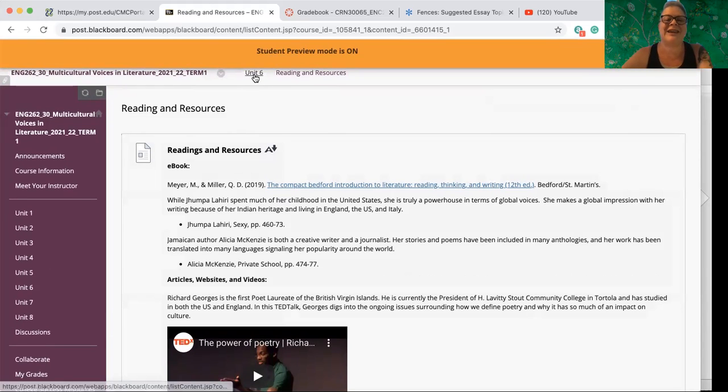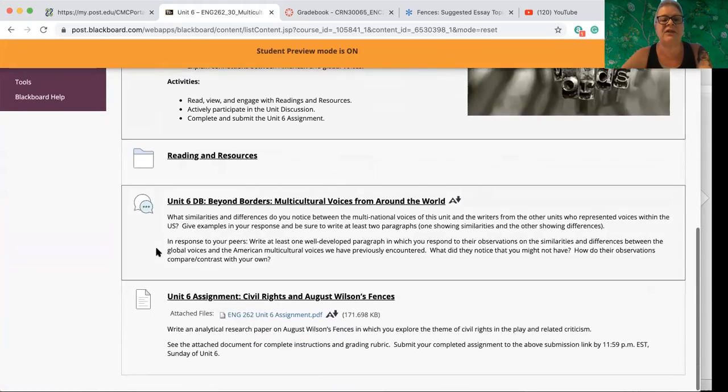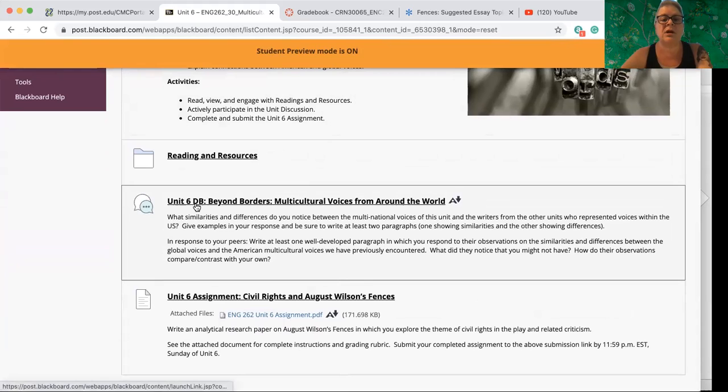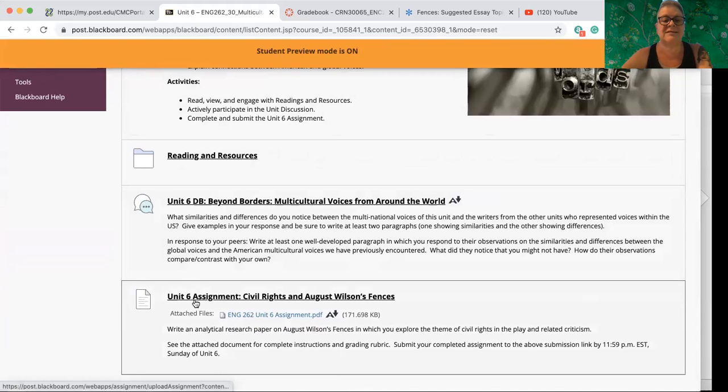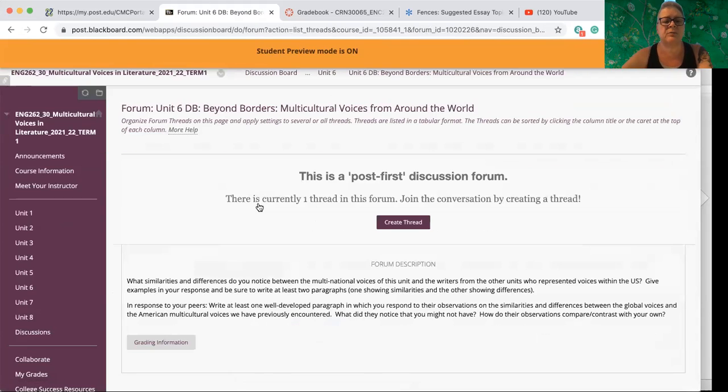So let's go back then. Those are your readings and resources. Let's go back to Unit 6. And then we have the discussion board, which is about multicultural voices from around the world. And then the Unit 6 assignment, which is the finishing of the paper that you started last week with the topic proposals. So let's take a look first at the discussion board.